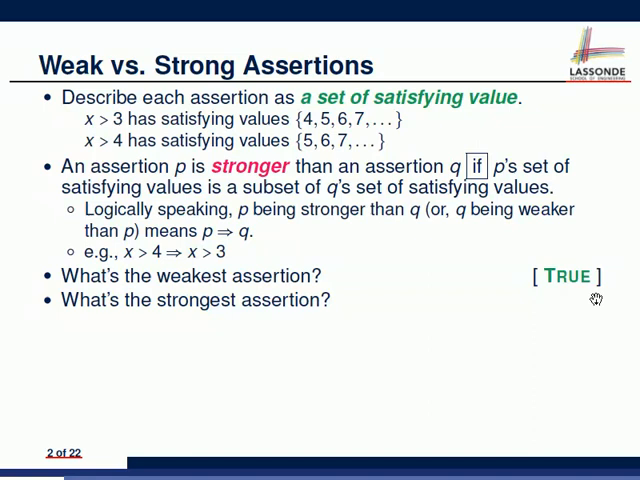False for symmetry, but why? Why is false the strongest assertion? Say that again? It doesn't accept anything. So now, let me go a little bit further. What's the corresponding set of satisfying values for false? Nothing, empty set. Okay, good. Hopefully that helps you understand.